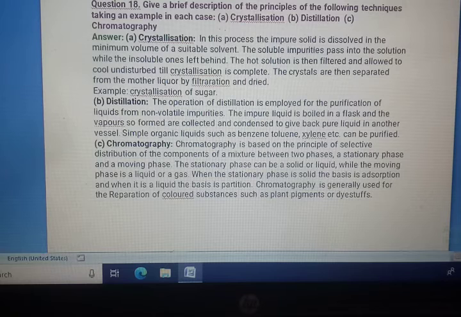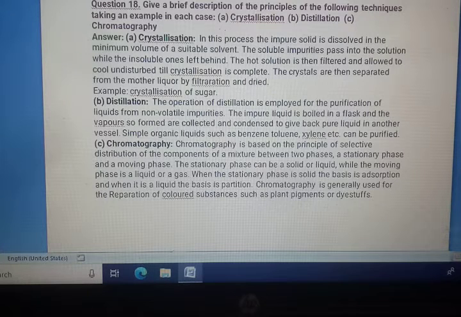Distillation. The operation of distillation is employed for the purification of liquids from non-volatile impurities. The pure liquid is boiled in a flask and the vapors formed are collected and condensed to give back a pure liquid in another vessel. Simple organic liquids such as benzene, toluene, xylene, etc. can be purified. So this is called distillation.